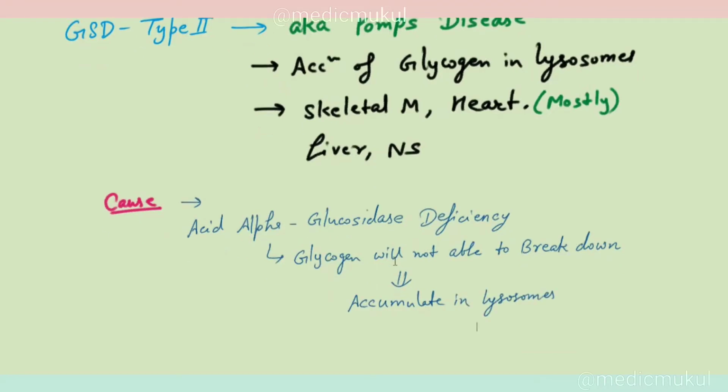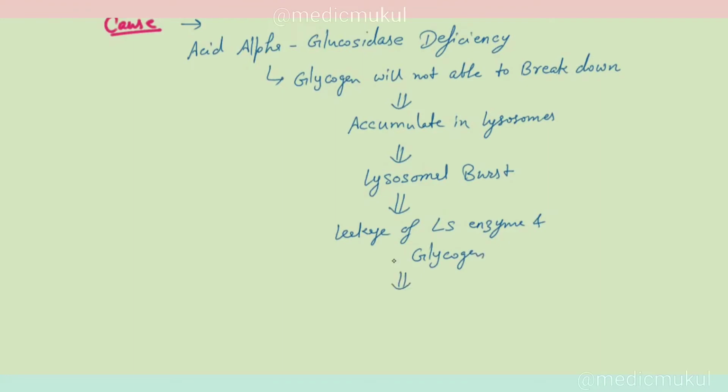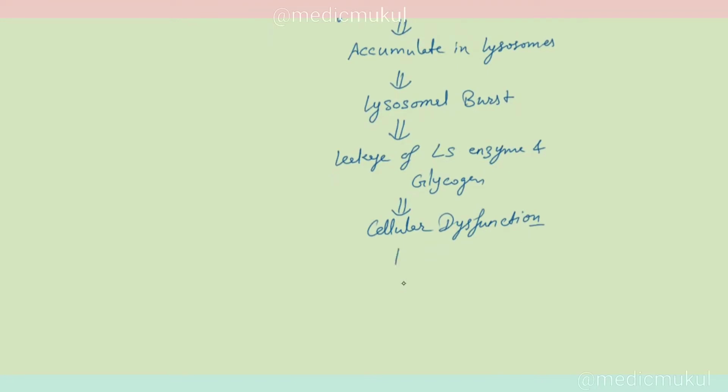When there is accumulation, the lysosome will swell up, and then there will be a lysosomal burst. And when the lysosome is damaged, there will be leakage of lysosomal enzymes and glycogen. That will lead to cellular dysfunction and finally cell death. Because we know that lysosomes contain hydrolytic enzymes, that will damage our cell also. So that will lead to cell death.